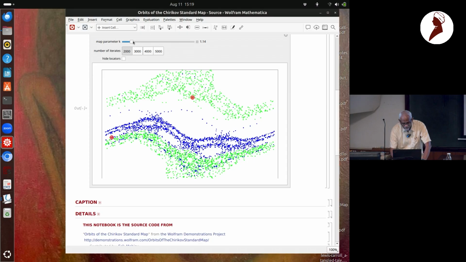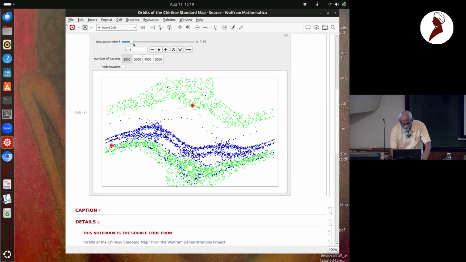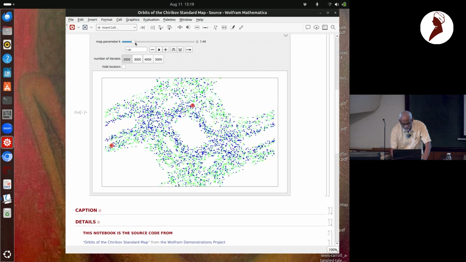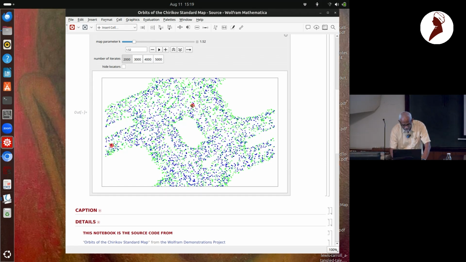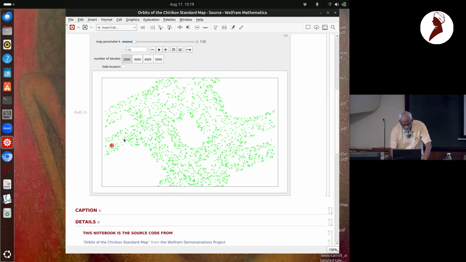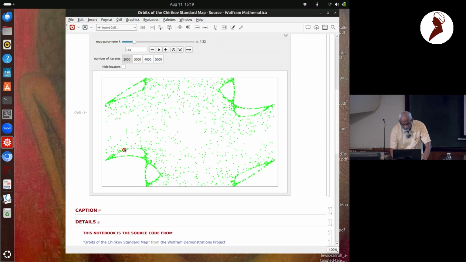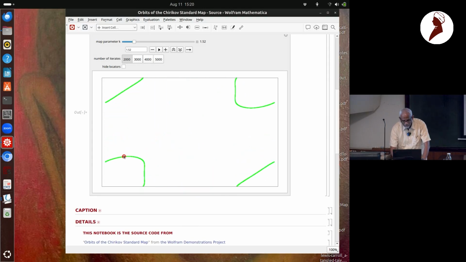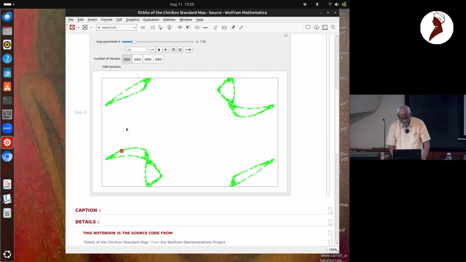So here is a case of 1.14 and just 2 initial conditions. I can even make it 1 initial condition by removing that. So this is now only 1 initial condition. Okay, this is at k is 1.52.